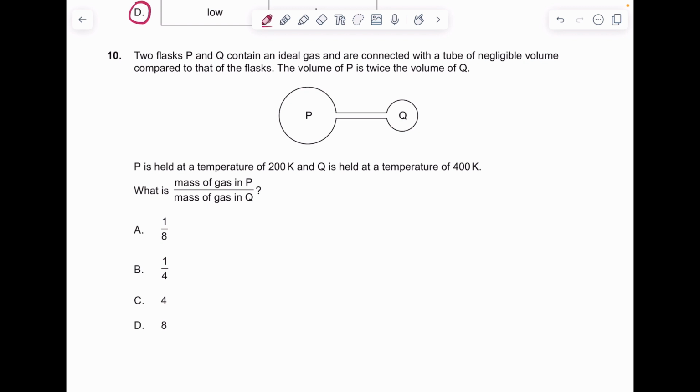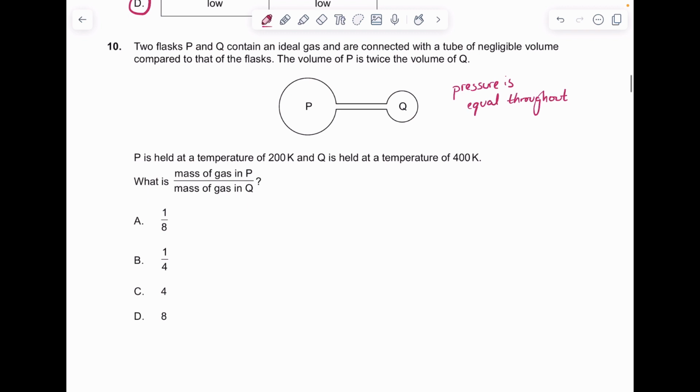The thing to appreciate here is that the pressure is the same throughout the entire system. So the pressure is equal throughout. So P and Q have both got the same pressure inside them. They've got different volumes and different temperatures, but the pressure is the same. They're connected. Pressure is the same throughout a fluid, a gas in this case.